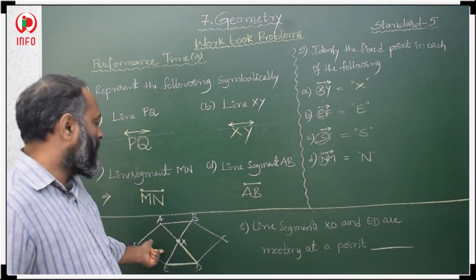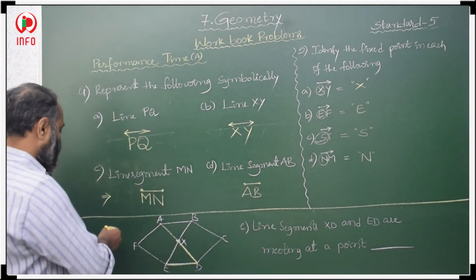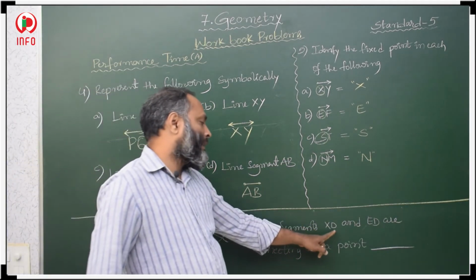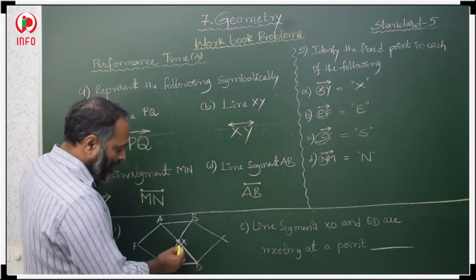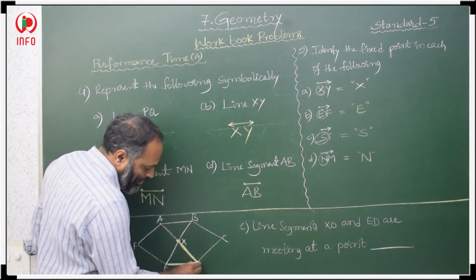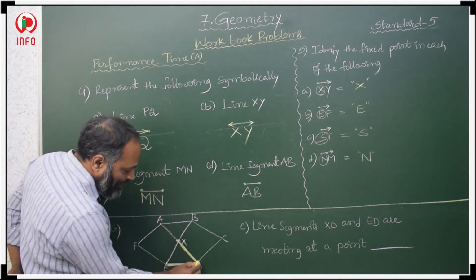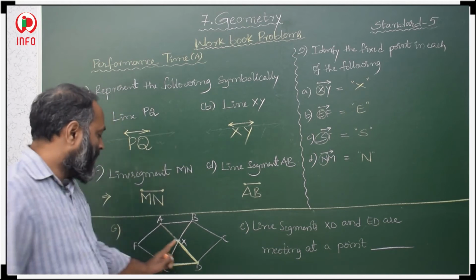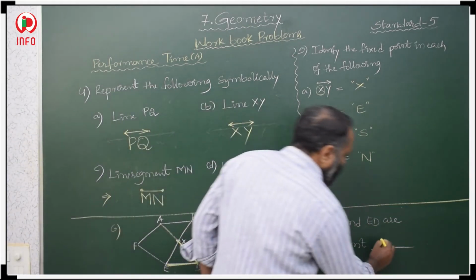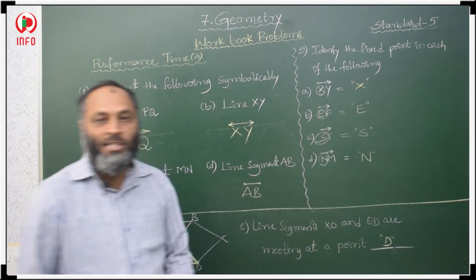Now the next question is line segments XD and ED. These two line segments meet at a point D. So the intersection point of these two line segments is D. Okay. In this way we have to check and write.